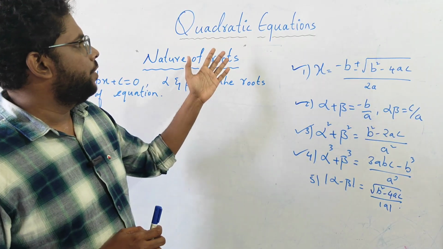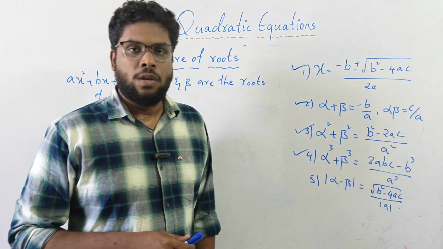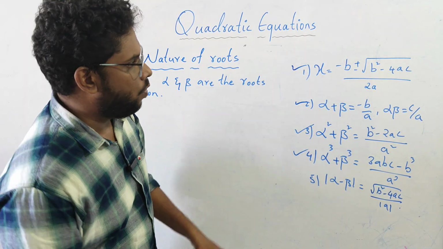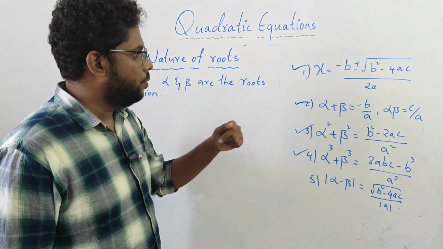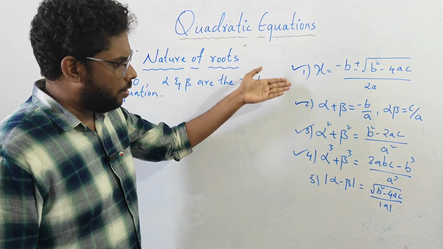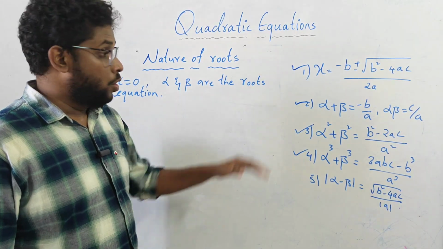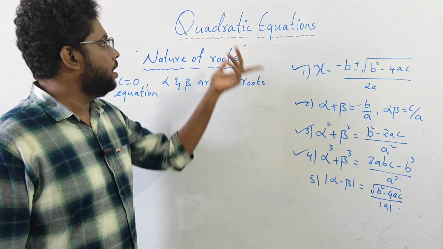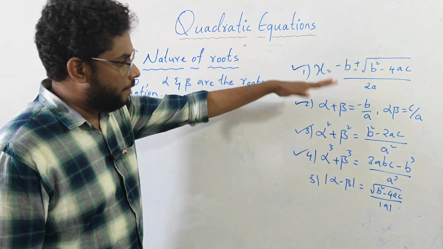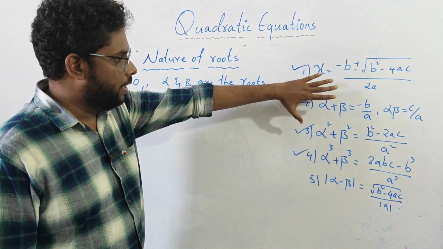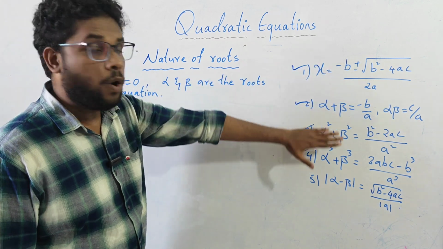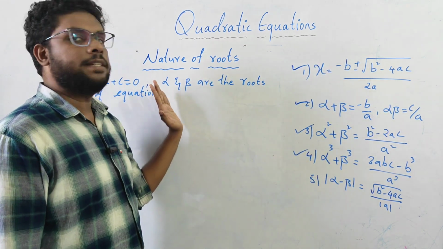Now continue our discussion with the quadratic equation. In the previous video we have solved this: how to find the roots, how to develop the formula, and what is alpha plus beta. This is the foundation, the most basic fundamental of the quadratic equation. If you haven't watched that video, I will give the video link in the description. Please go watch, because it is the foundation of quadratic equation. Then you can understand this topic.